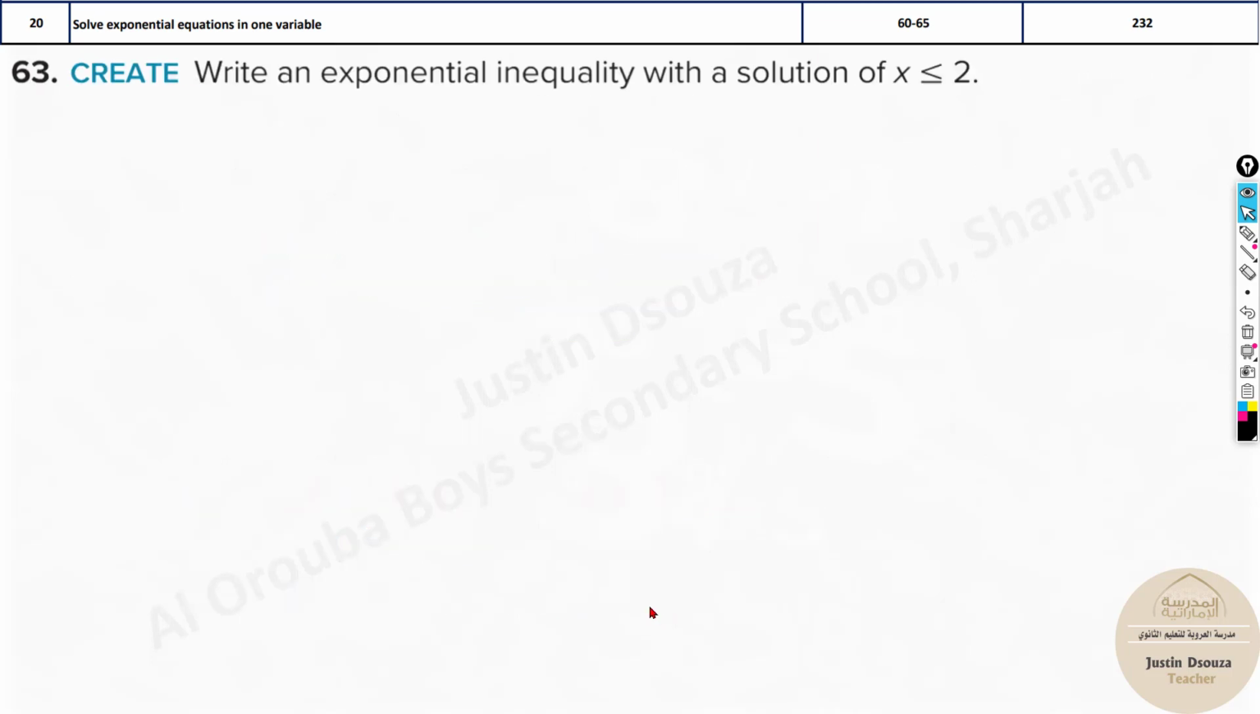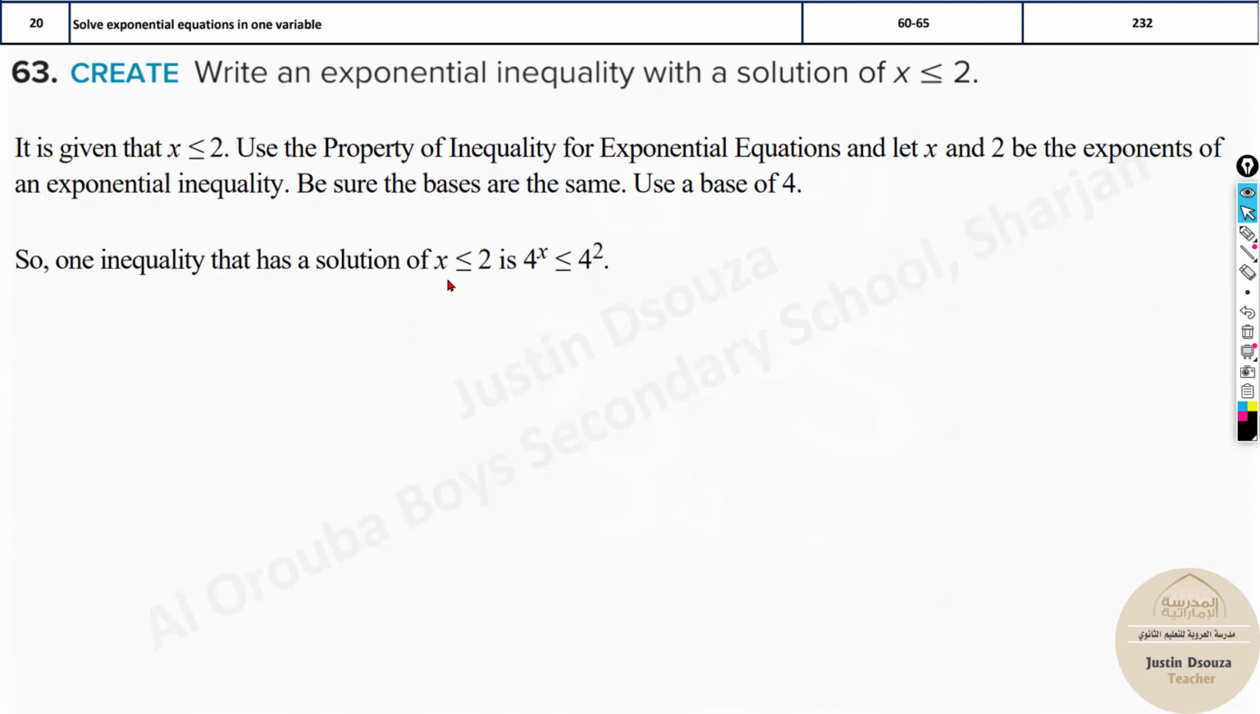That's the answer. Now write an exponential inequality with the solution of x less than or equal to 2. So what you can do is you can just take any base to the power of both sides, because it'll be the same. So you can just take e to the power x less than or equal to e to the power 2. Now, let's just check the answer. You must do the operation on both the sides.